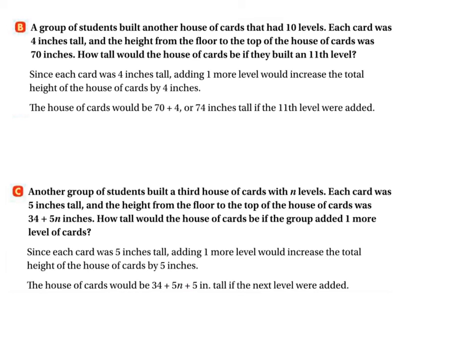These constants can go together, and we'll do that as we move on in this course. But right now you can just see that we take the original amount, like you did here, 70, add the 4 inches height per level, and here we take this algebraic expression for the height that we have with some number of levels, and then one more level at 5 inches each.